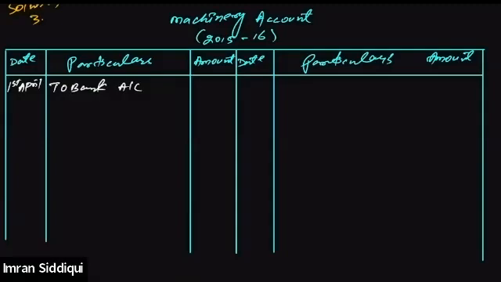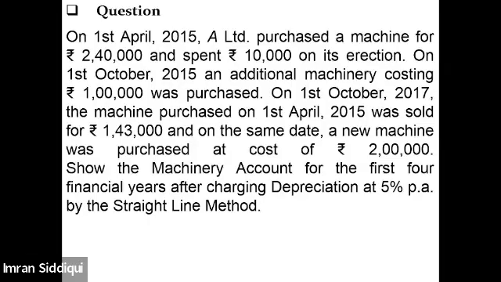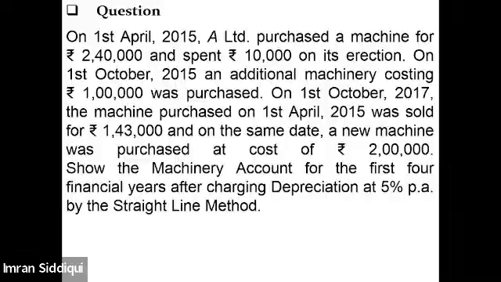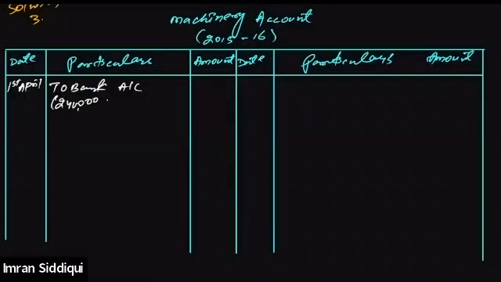So we'll write this down. Bank account. We have purchased a machinery for 2,40,000, plus we spent 10,000 on its erection. I've told you that whatever amount we spend until the installation is considered part of the cost. So 10,000 will be added to it, and this would be 2,50,000.